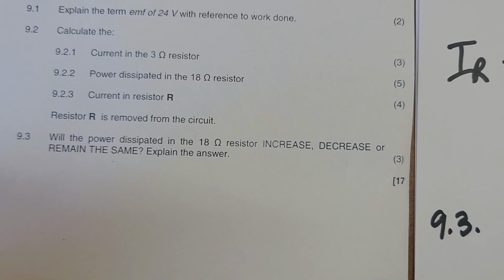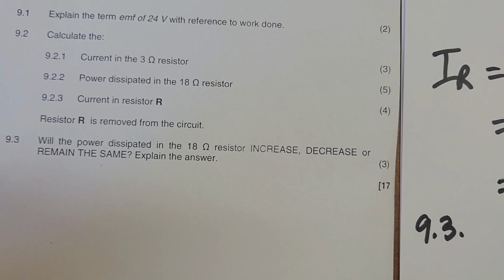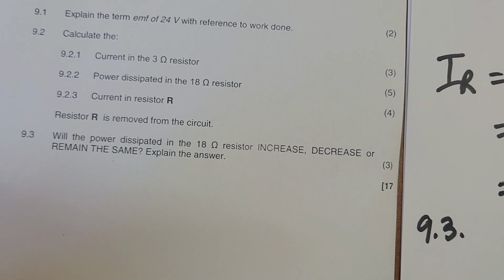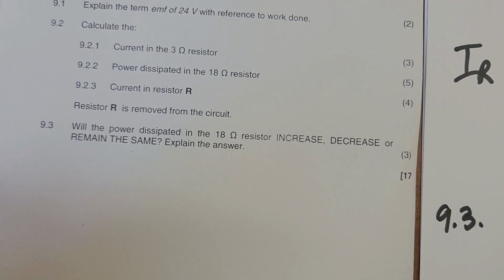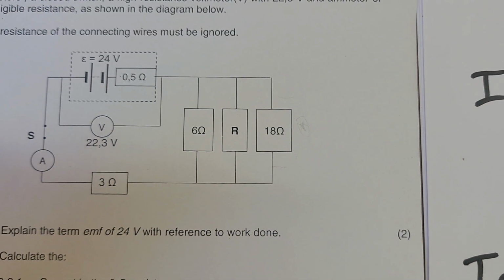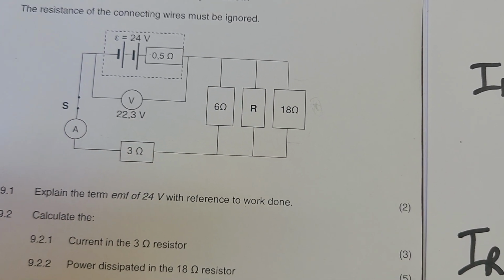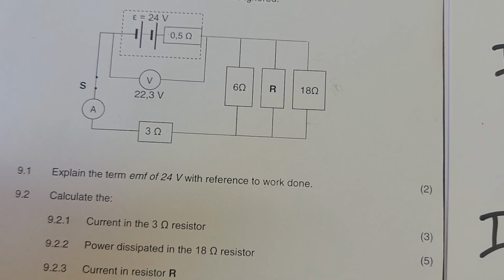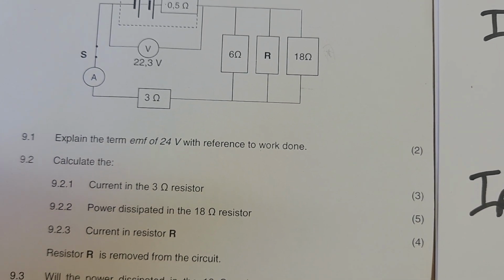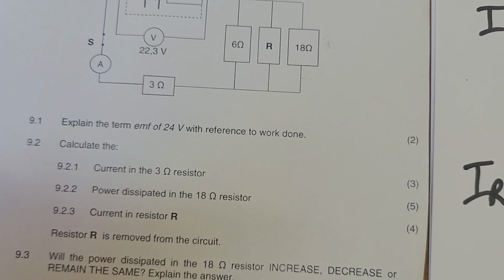Now they ask, will the power dissipated in the 18 ohm resistor increase, decrease, or remain the same in this case? The statement prior says resistor R is removed. If you remove resistor R, remember, the fewer resistors in parallel, the greater the total resistance of the circuit. Therefore, if you do that, what will happen to the power dissipated there? Now we know that if the total resistance of the circuit is increasing, it means that the total current in the circuit will decrease.